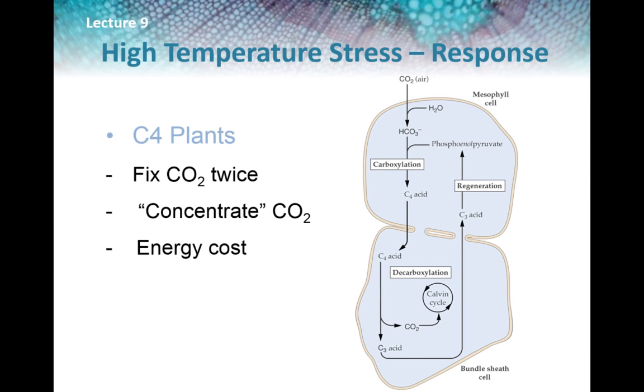C4 plants have a way to deal with this problem that includes a different anatomy and the fixation of CO2 twice. The first fixation occurs in the mesophyll cells. CO2, when it's in the more soluble form of HCO3, adds to phosphoenol pyruvate, PEP, forming a C4 compound, oxaloacetate. Fortunately, the enzyme involved, PEP carboxylase, does not have an oxygenase activity.